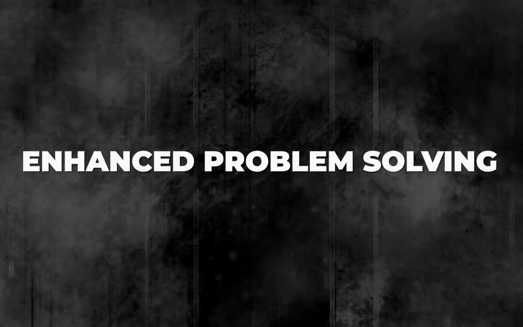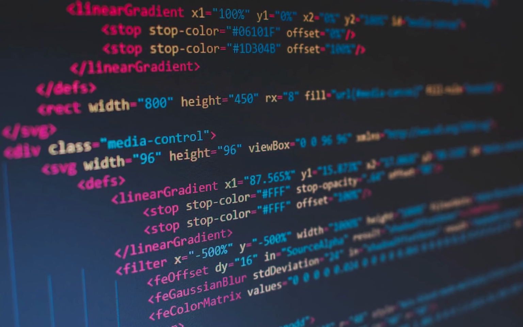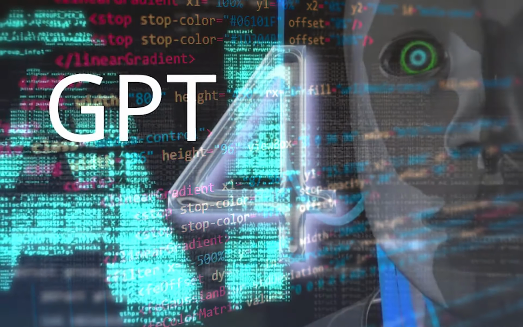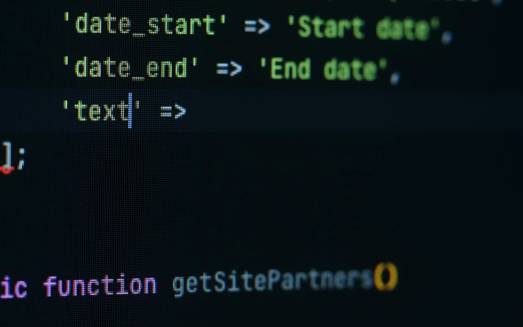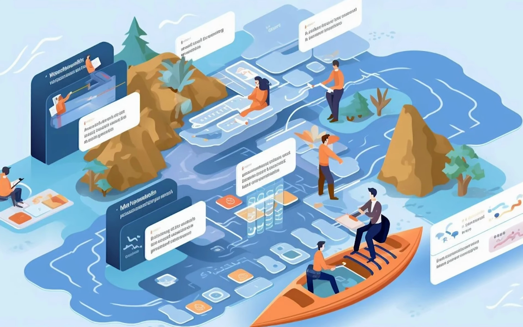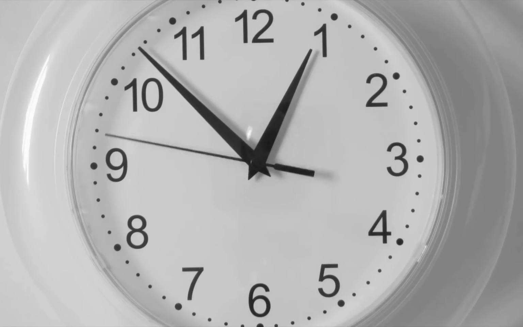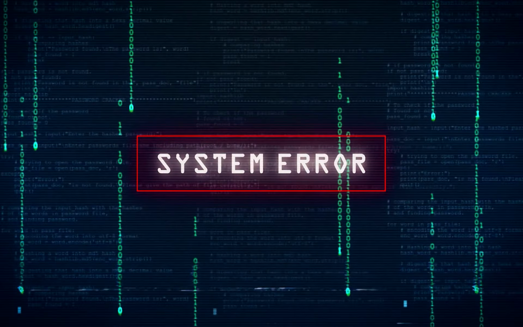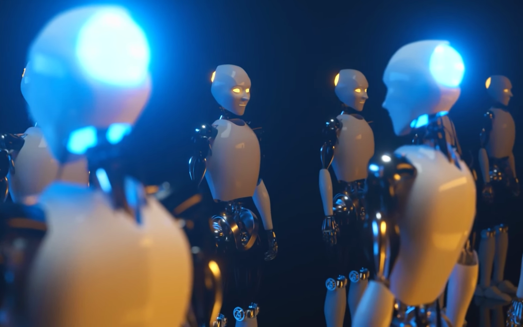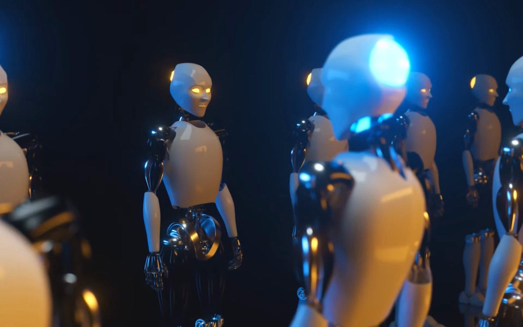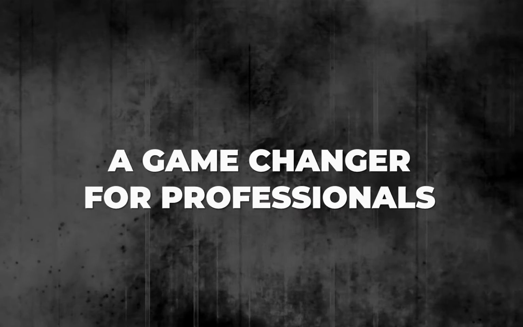Enhanced problem-solving. Imagine using DeepMind's AlphaCode for developing software while GPT-4 helps you explain the code in simple terms. Tailored workflows. The platform allows you to create workflows where multiple models interact automatically, saving time and reducing errors. By combining the strengths of different models, the possibilities become limitless. A game changer for professionals.